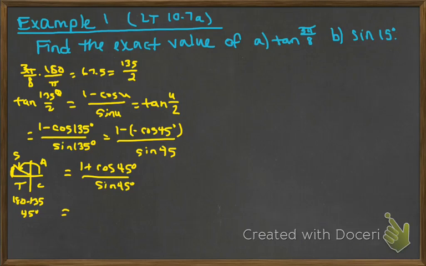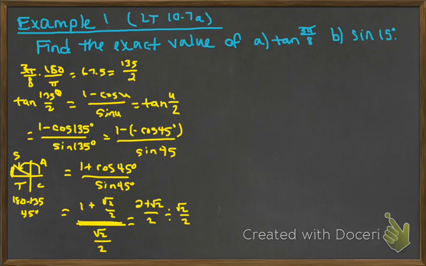Okay, so now I can just look at my chart and I see that cosine of 45 is the square root of 2 over 2. Sine of 45 is also the square root of 2 over 2. Now I need to simplify this. So to do that, I'm going to get a common denominator on top first. So that gives me 2 plus the square root of 2 over 2. And then I'm dividing by the square root of 2 over 2, because that's what this big fraction bar here means.